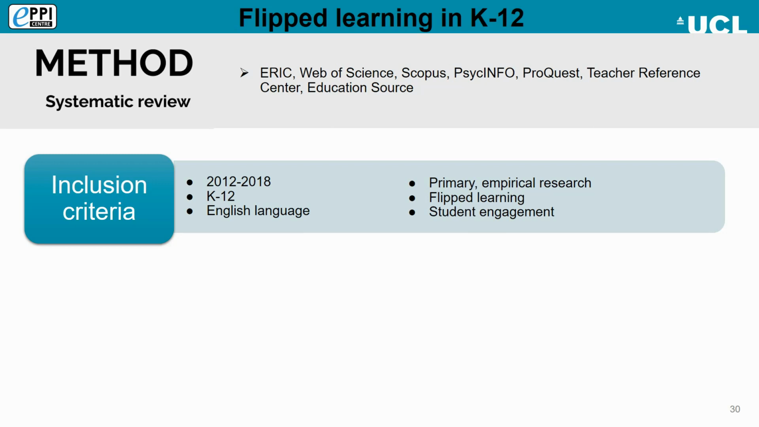And of course, 2012 was when Bergman and Sams published their first information really about their version of the flipped learning approach. So I chose to focus on schools. So anything from kindergarten up to year 12. Again, I sought to only include studies published in the English language.